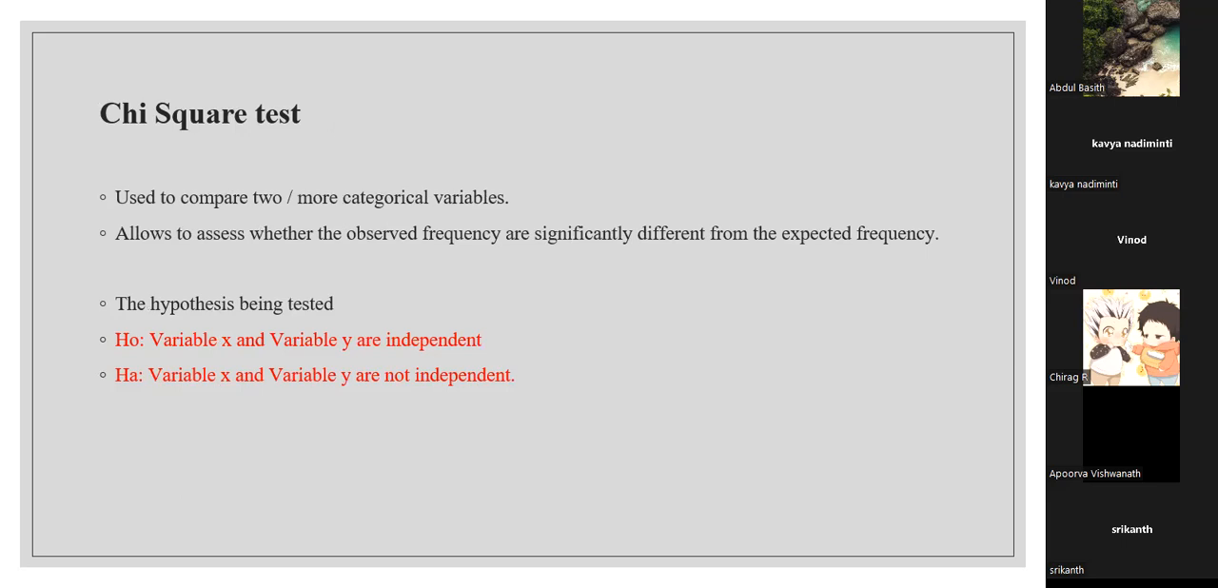And the chi-square test is used to compare two or more categorical variables. It allows us to assess whether the observed frequencies are significantly different from the expected frequencies. In this, the null hypothesis means variables X and Y are independent. And the alternative hypothesis means the variables X and Y are not independent.